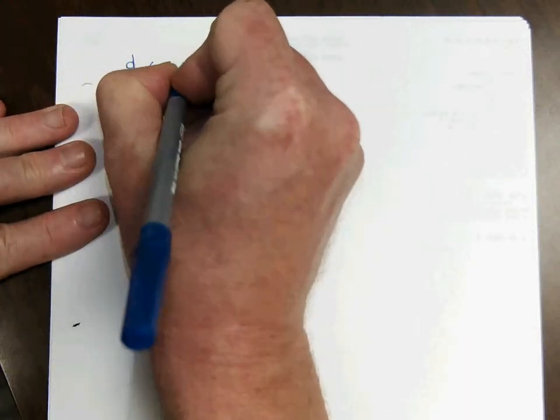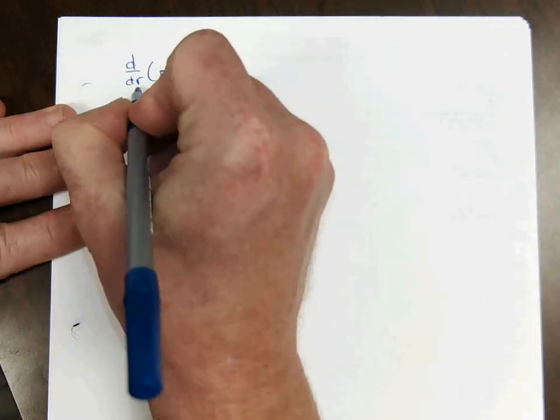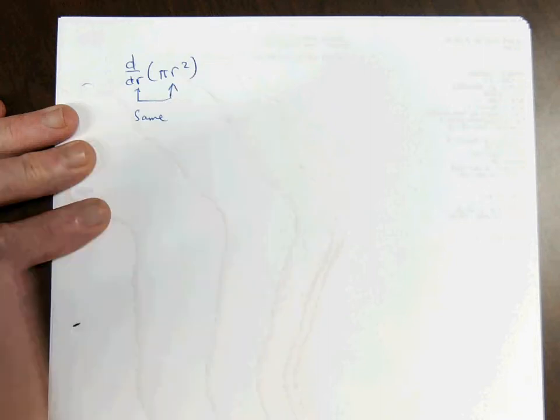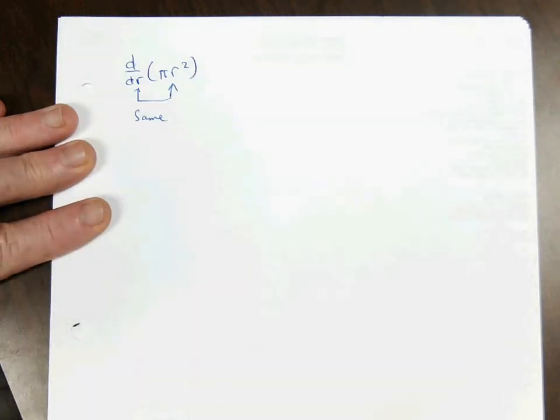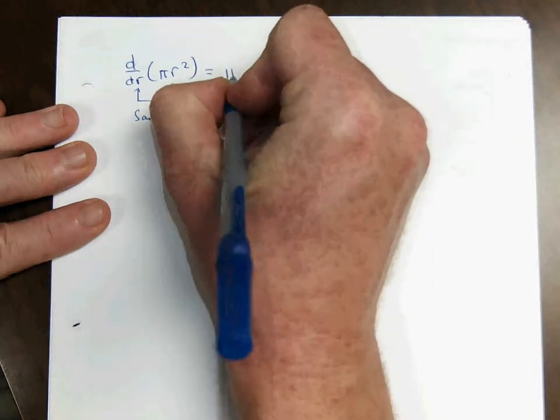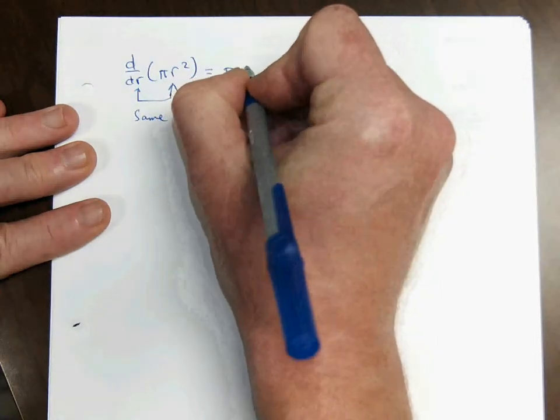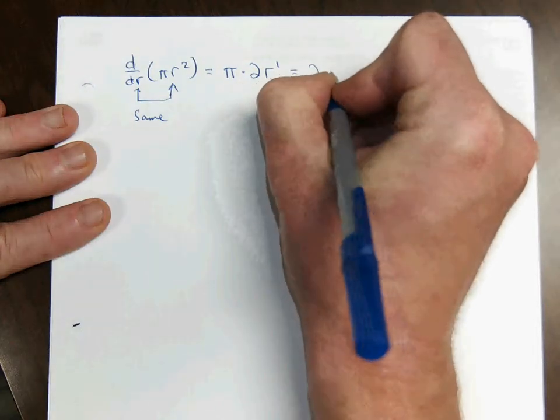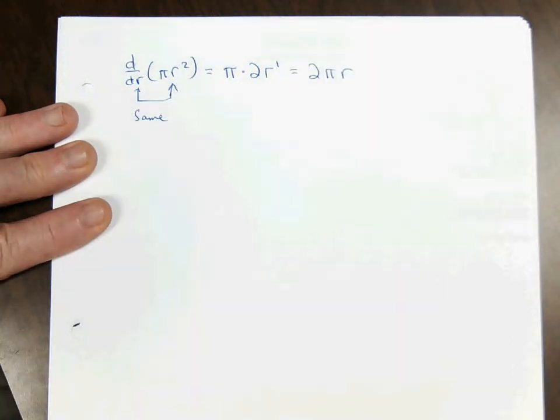Now that allows us some flexibility for other variables, so that if I write d/dr of pi r squared, then here's my independent variable. The key thing is those two are the same, and so I can differentiate normally. Remember that pi is a constant, so it'll stay attached, and I would just follow the power rule. I get pi times 2r to the first, or we would typically write that as 2 pi r.